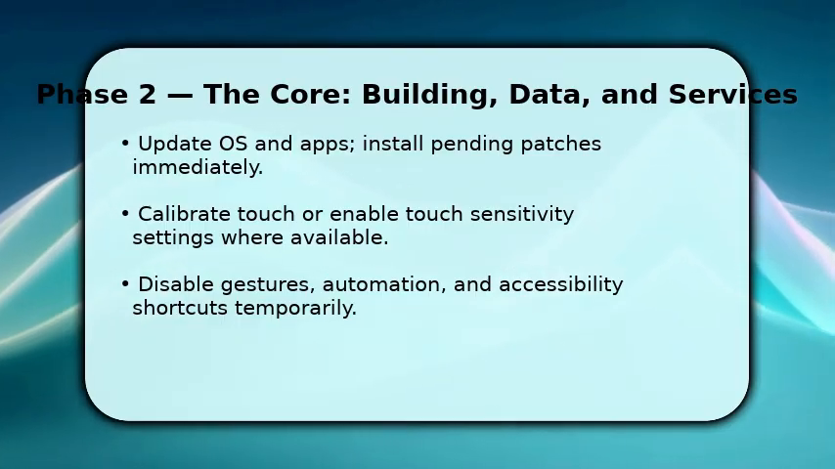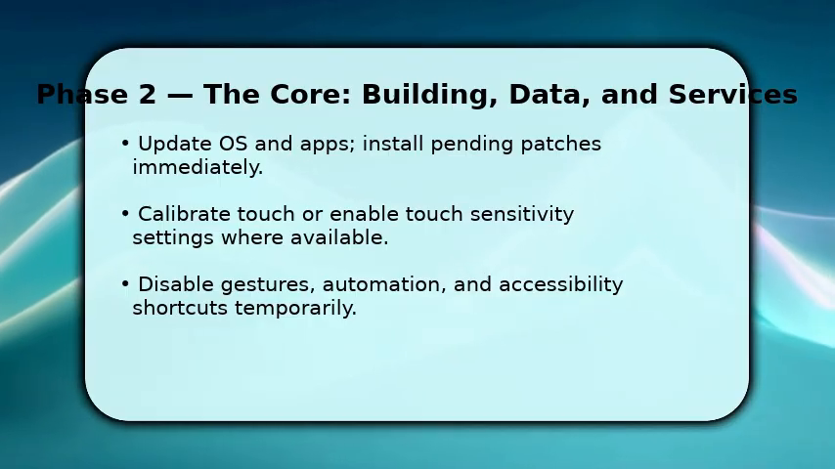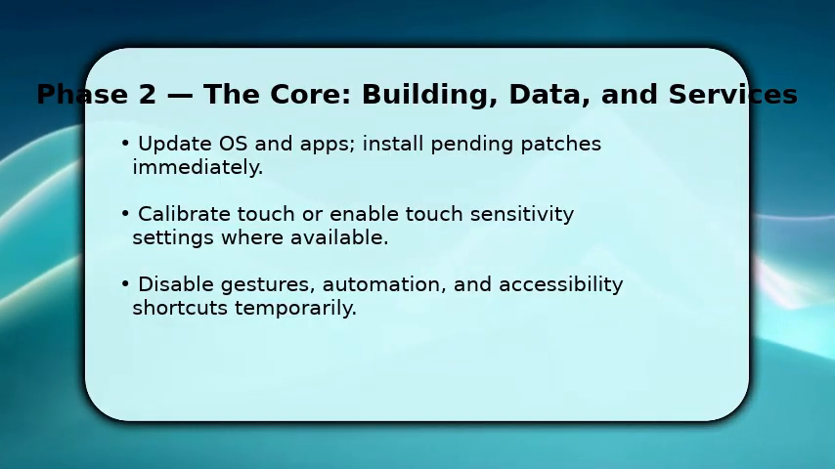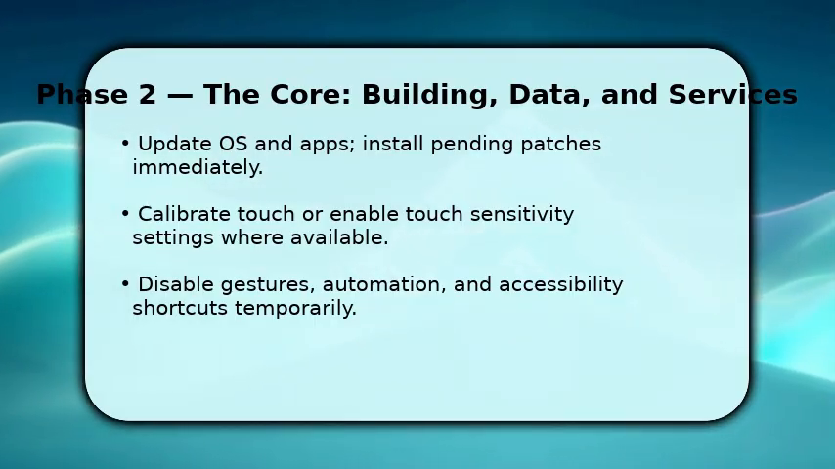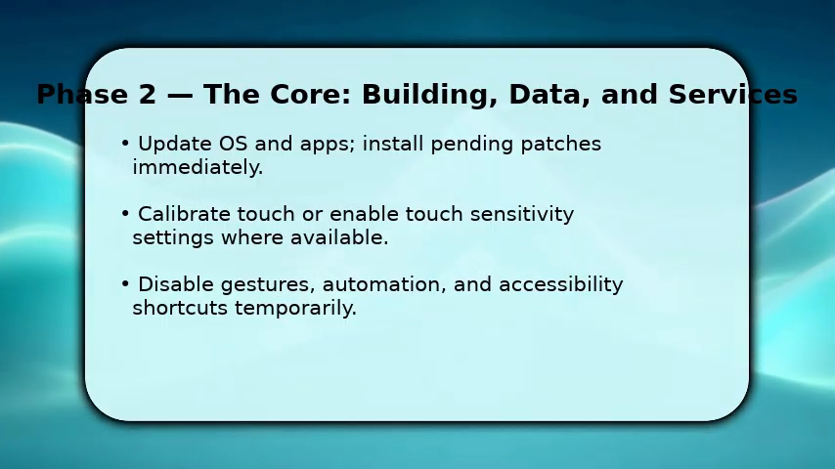Make sure to turn off gestures, automation routines, or accessibility shortcuts that can simulate touches. If you see improvement, re-enable one item at a time to find the cause. If software steps fail, you move to hardware.